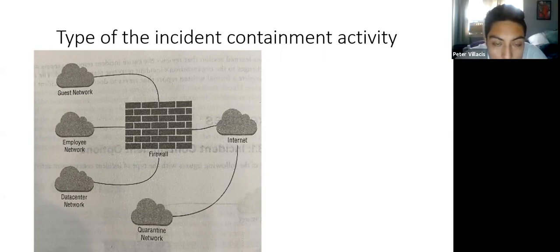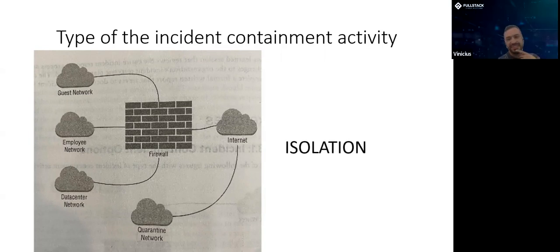Isolation. So isolation is that situation. Removal is when the quarantine network is not connected at all. Completely removed, removal, bye. When you're better, you come back, okay?